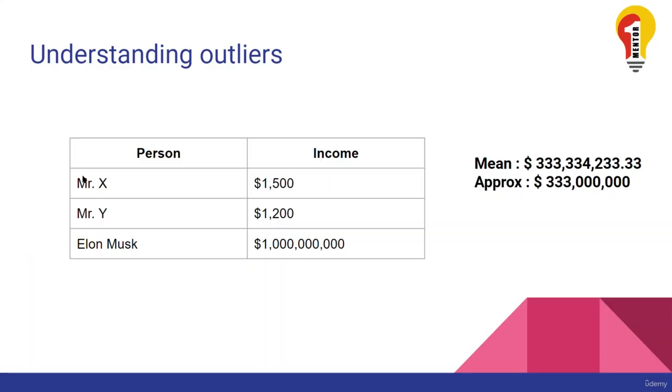If you just consider the two people on the top, the mean would be somewhere around 1350. But just because Elon Musk is a part of the data, the mean approximately jumps 10, 20, or 100 times. So that's what an outlier does to your data.